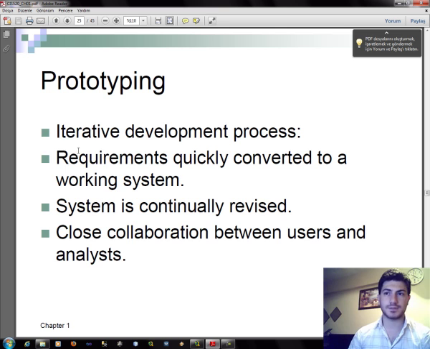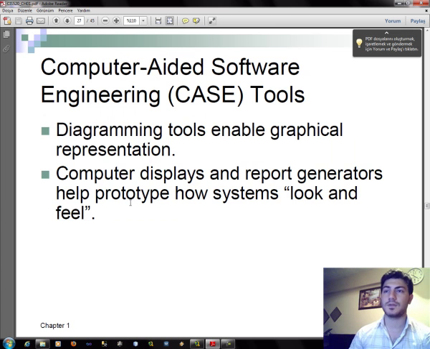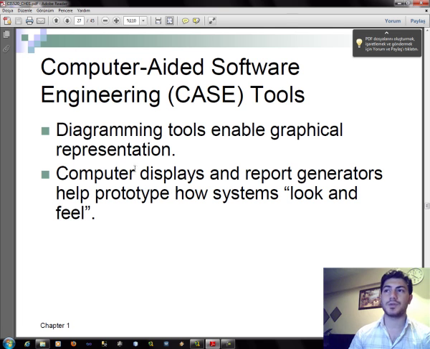Iterative development process. Requirements are quickly converted to a working system. The system is continually revised, with close collaboration between users and analysts. Here is a figure with prototyping.